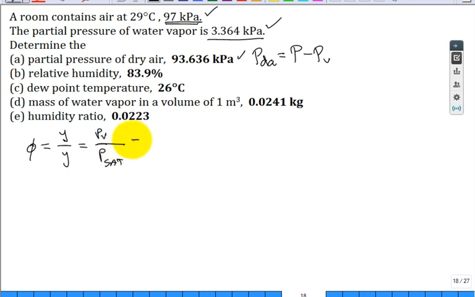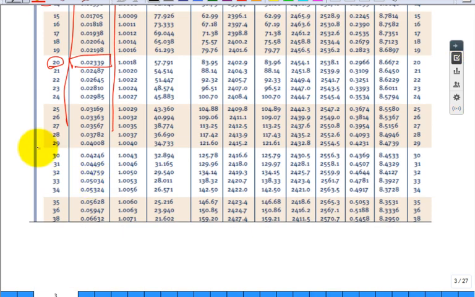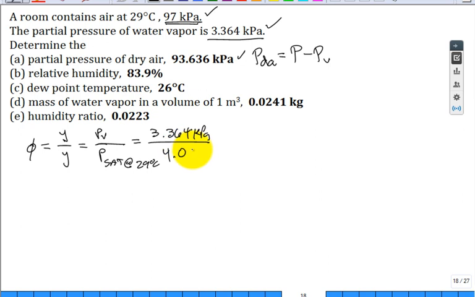So what we have to do is we have 3.364 kilopascal for the current partial pressure of water vapor, but we have to look up the saturation pressure at a temperature of 29 degrees C. Where do we get that? Well, we get it from this table. So you'd go look, I have to scoot down. Maybe I have it on 29 degrees C. 29 degrees C, 0.04008 bar. So 08, something like that. And when you make the calculation, it's 84% relative humidity.